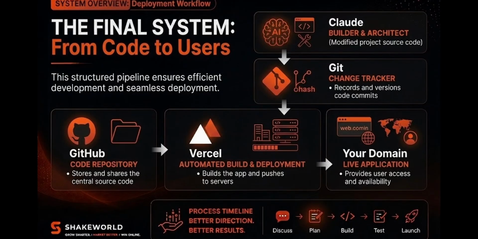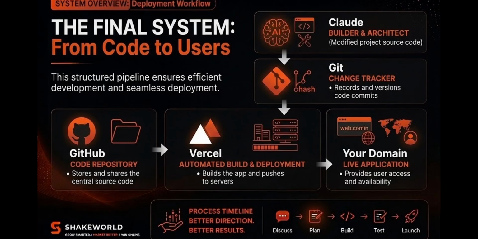So the final system looks like this. Claude built and modified the project. Git tracks the changes. GitHub stores the source code. Vercel built and deployed the project. Your domain makes the application available to your users.